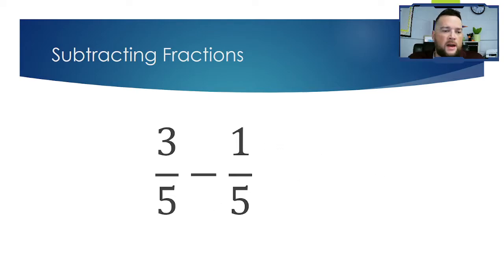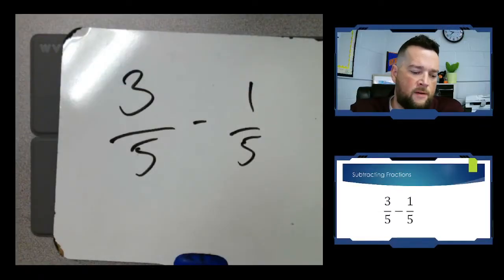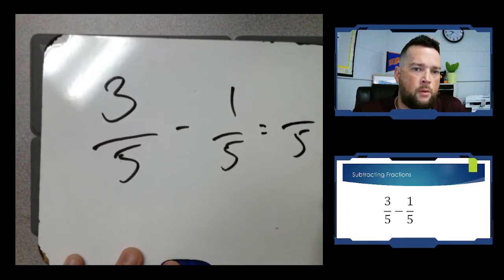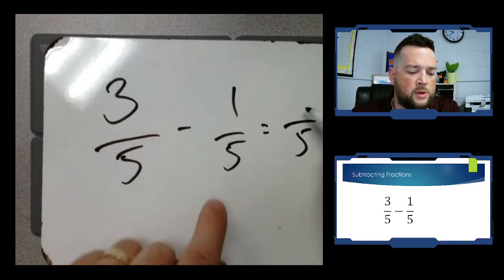Okay, so we've got 3/5 minus 1/5. Our denominators are the same, so we're going to keep that denominator, and we're just subtracting the numerators. 3 minus 1 is 2.